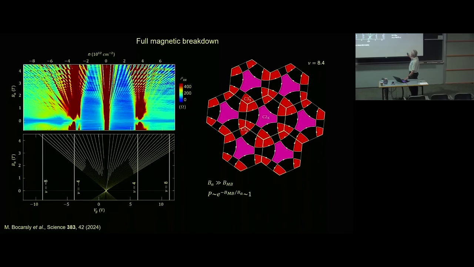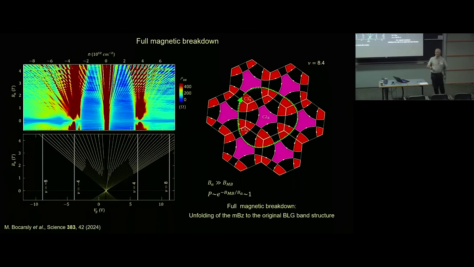So imagine an electron being here. Once it comes to the junction, it must hop. It cannot accomplish this trajectory. If you follow this trajectory, this is exactly the band structure of your original bilayer graphene. So essentially, your magnetic field fully unfolds the Moiré potential, and at high fields, the electrons are not aware that there is a Moiré potential because of this magnetic breakdown.